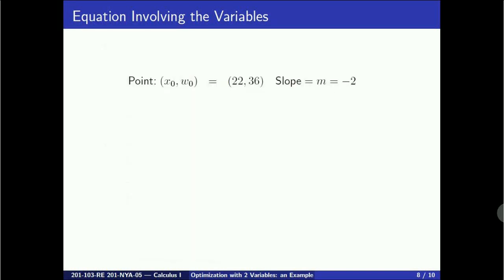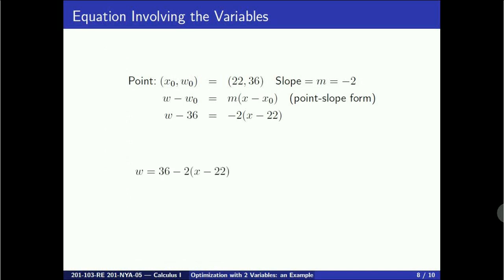Given the point (22, 36) and a slope of minus 2, we can write the equation of the line using the point-slope form. This gives w minus 36 is equal to minus 2 times (x minus 22), and solving for w, this gives w is 36 minus 2 times (x minus 22), and by expanding and collecting like terms, we get minus 2x plus 80.